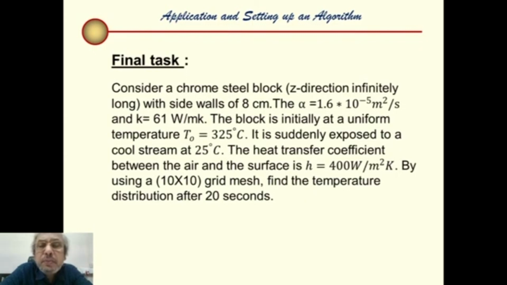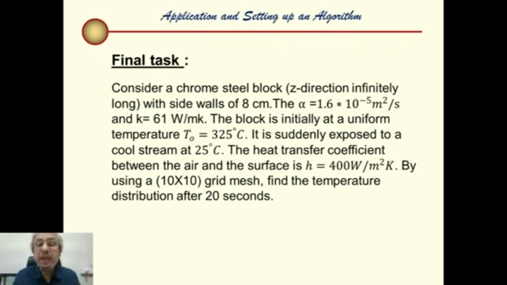So it's a very long block, not infinitely long, with side walls 8 centimeter. So x and y dimensions are 8 centimeter. Alpha is 1.6 into 10 to the power minus 5 meter square per second. Thermal conductivity is 61 watt per meter Kelvin. So thermal diffusivity and thermal conductivity, you can see. The block is initially at a uniform temperature T0. As I said, it's a heated block. Temperature is 325 degrees centigrade. It is suddenly exposed to a cool stream at 25 degrees centigrade. The heat transfer coefficient between the air and the surface, that is h, is 400 watt per meter square Kelvin. By using a 10 by 10 grid mesh, find the temperature distribution after 20 seconds.